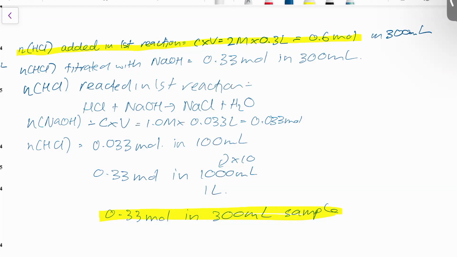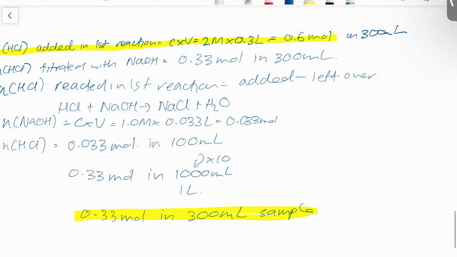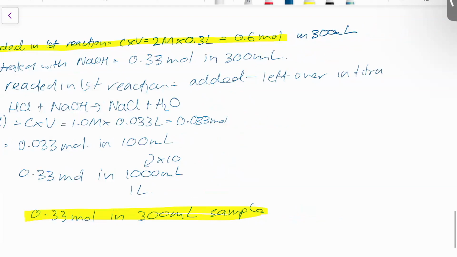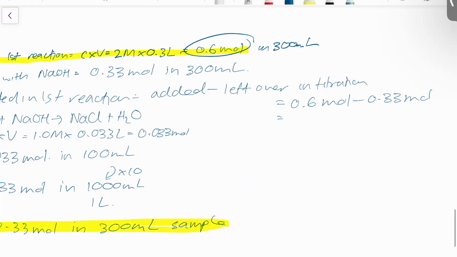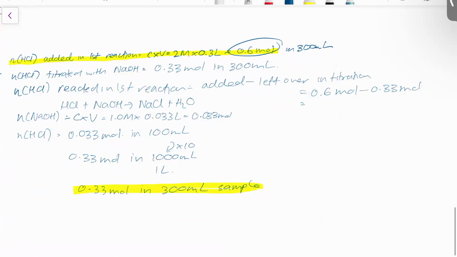I know the moles added. I know the moles left over. So the moles reacted is the amount added minus left over in titration. Good. Which is equal to the amount that I added, 0.6 moles. The amount that was left over that went into my titration is 0.33 moles. So how many moles did I lose in my first reaction?